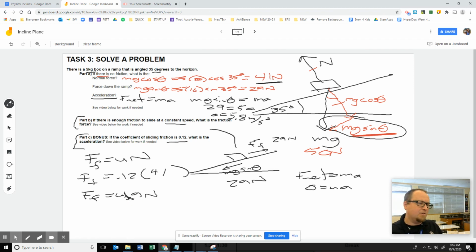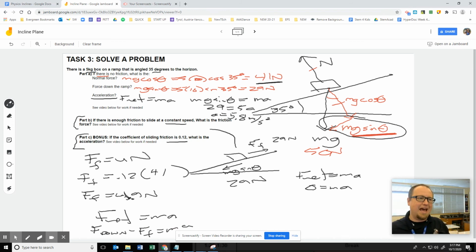All right. So now if I think about my F net equals ma, I have a force down the ramp. I have a friction force up the ramp. And I'm going to subtract them because they're in opposite directions. So force down the ramp is 29. The force up the ramp is 4.9 equals ma. So 24 over 5, I get roughly 5. About 5. So I get an acceleration of about 5 meters per second squared. I am rounding. That's pretty close.